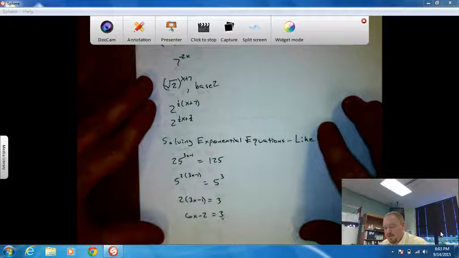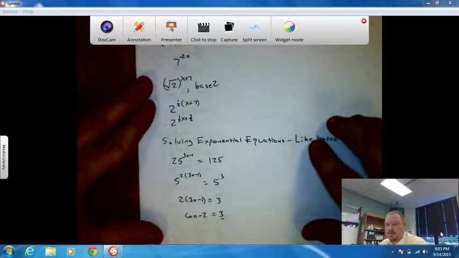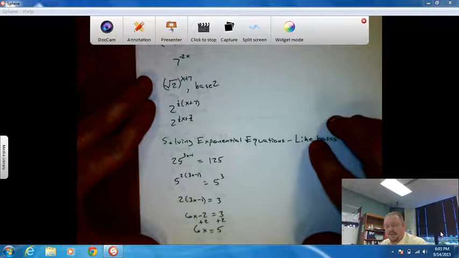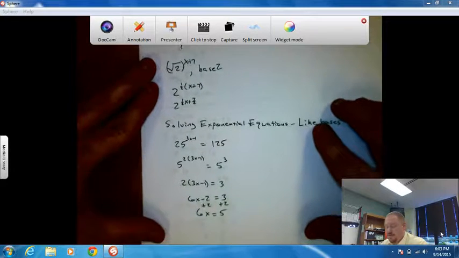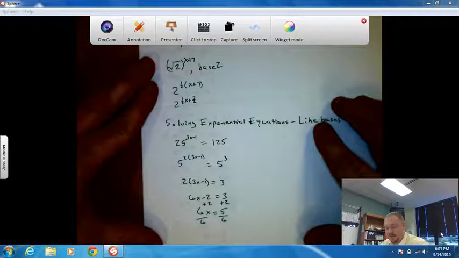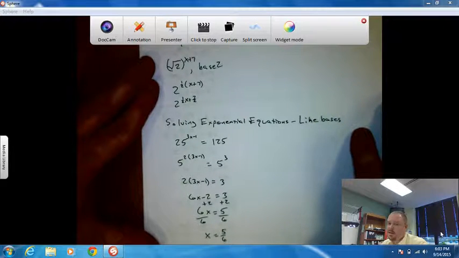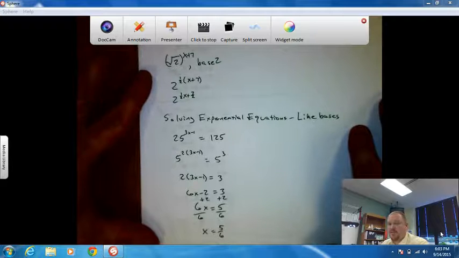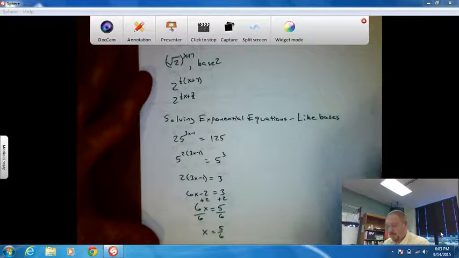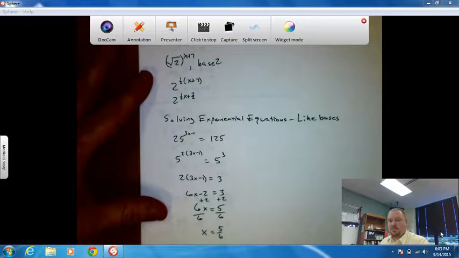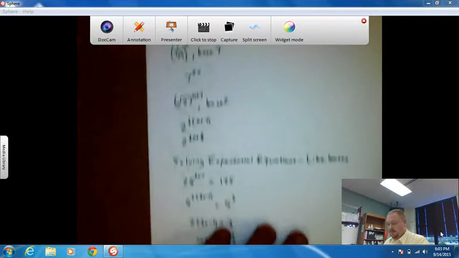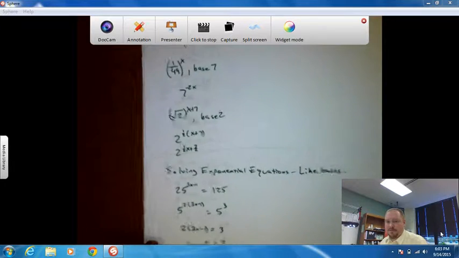Okay, distribute in the 2. I get 6x minus 2 equals 3. Add 2 to both sides. I get 6x equals 5, and then divide both sides by 6. The 6's cancel, and I get x is equal to 5 over 6. These are the most simple equations, even though they have many steps. So let's see one that's a little bit more difficult, one where we do not have like bases.